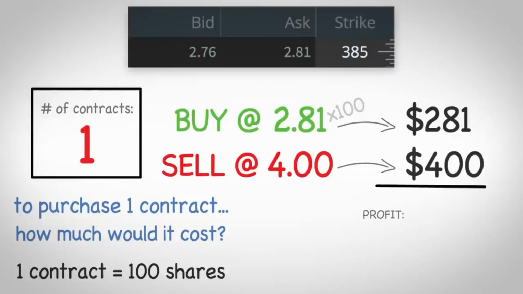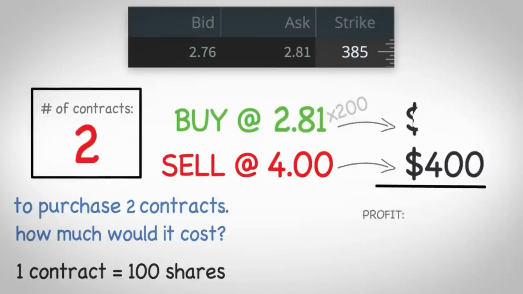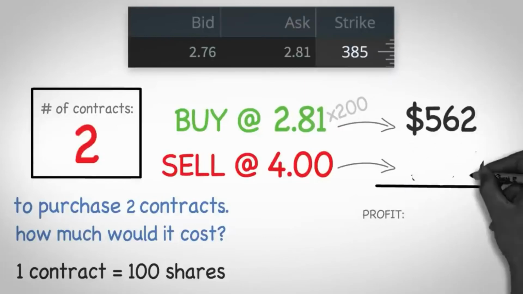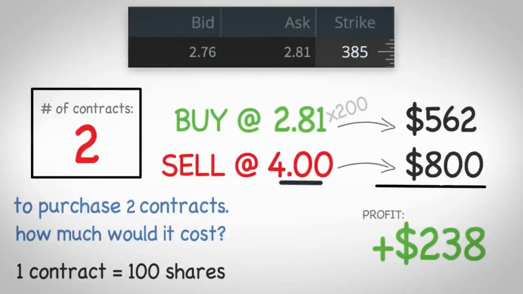Now let's look at one more example for practice. Instead of buying one contract of this call option at $2.81, let's say we wanted to purchase two contracts. The concept is the exact same here. We're just purchasing twice as many contracts. So if one contract cost us $281, then to find our cost of two contracts, we would simply just multiply that by 2. So two contracts would cost us $562. So now if the price of the option goes up and we can sell both of our contracts at $4, then that means we turned $562 into $800. So our profit would be $238.